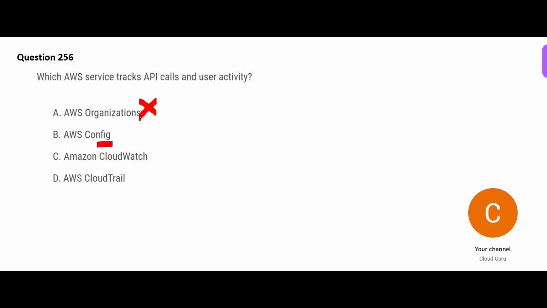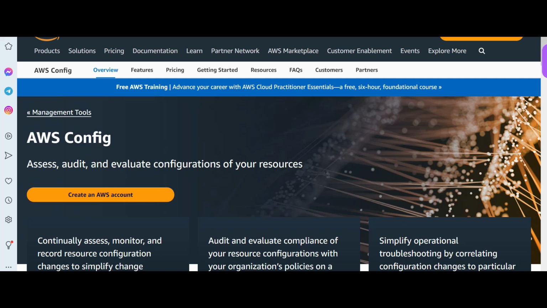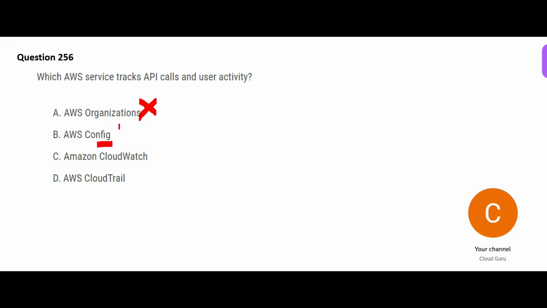Now B, Config. We know it is used to audit configuration. So many times in real life when I'm working on projects, I'm on an EC2 instance, I'm running something, and suddenly I feel that this guy is performing very slow. Why? Did someone change the configuration? So I go to AWS Config. I can use the audit to just see who changed the configuration, when they changed it. So that is so easy. In real life, we use it actually. Here we are not worried about who changed the configuration of the EC2 instance or RDS. We are not worried about that.